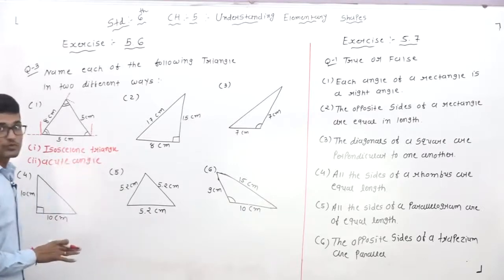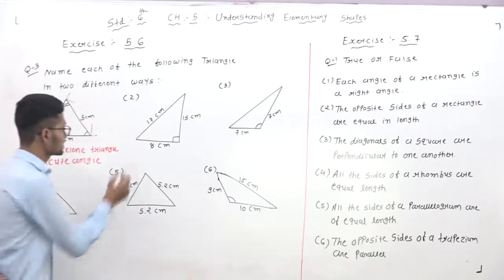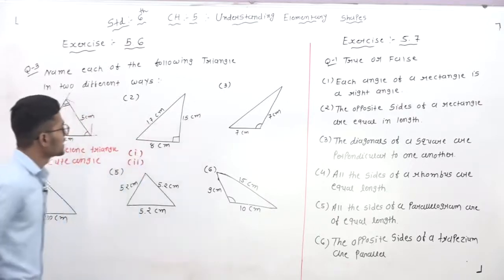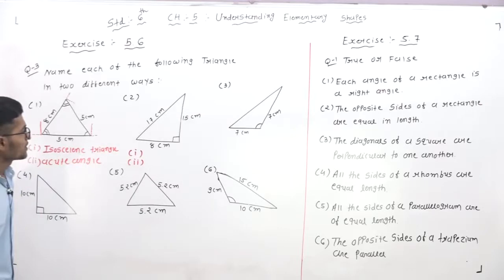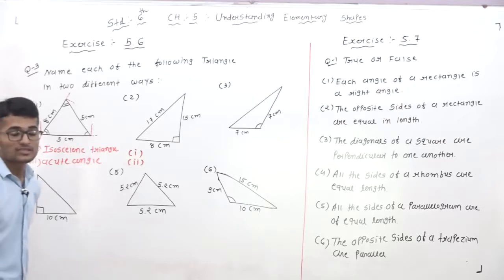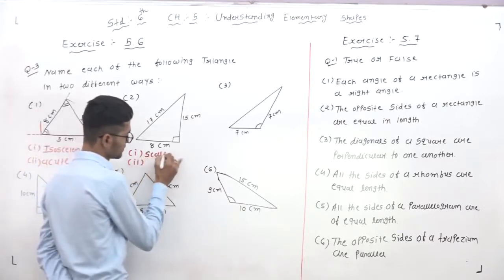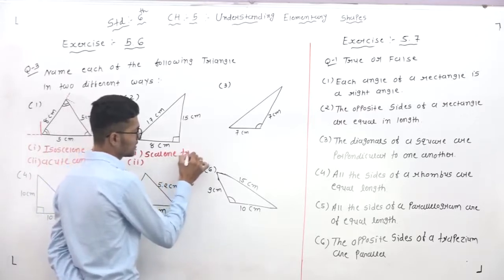Understand how to write it down? Okay, next one. First of all, our two ways. See here, 15 centimeter, 17 centimeter and 8 centimeter sides are given, and all three sides are different. If the three sides are different, it is called a scalene triangle.